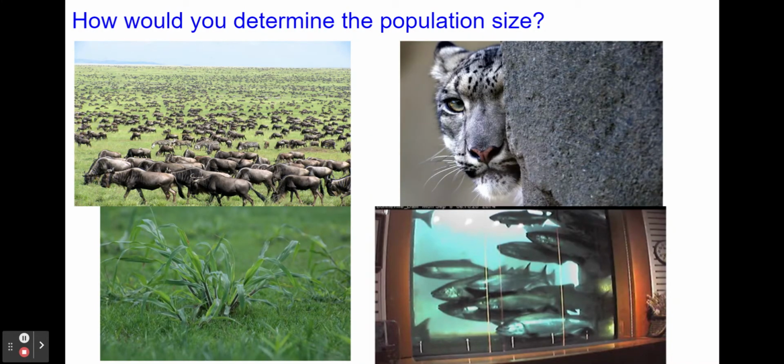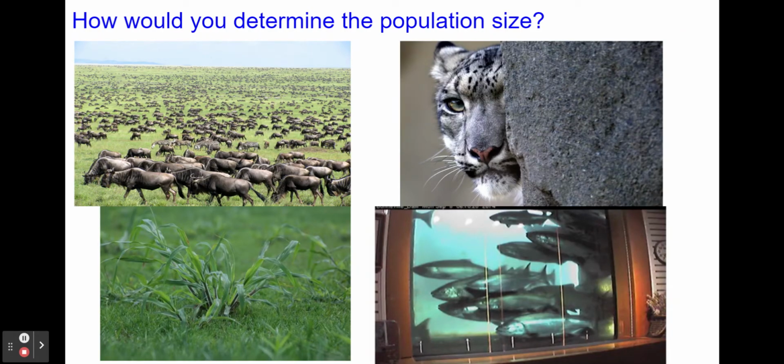How would you determine the population size of these different organisms? A pack of wildebeest or all the wildebeest across the African savanna. We are looking at snow leopards. We're looking at different grass species. We might be looking at different fish species. You've used whatever sampling method works for the situation to determine the size of a particular population.